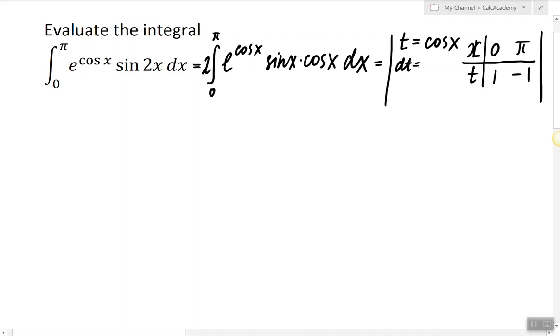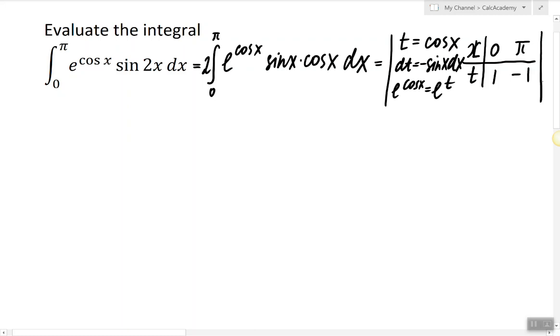And to complete the substitution, I'm going to find all of these expressions in terms of t. And let's see, so the derivative of cosine x is negative sine x dx, and e to the cosine x will simply be e to the t.